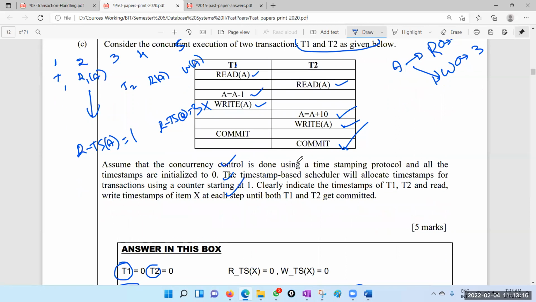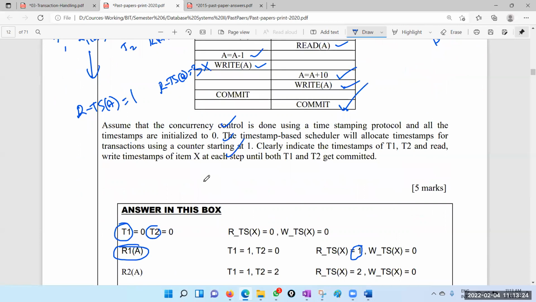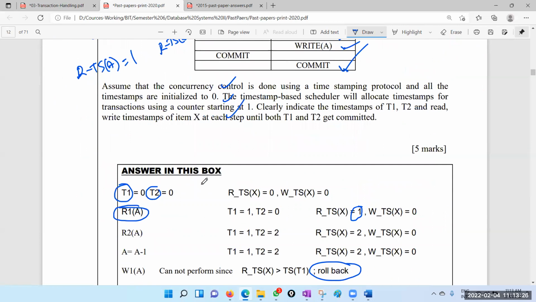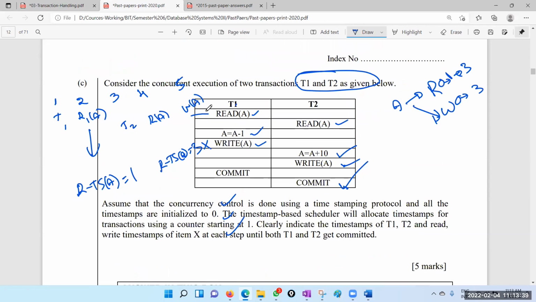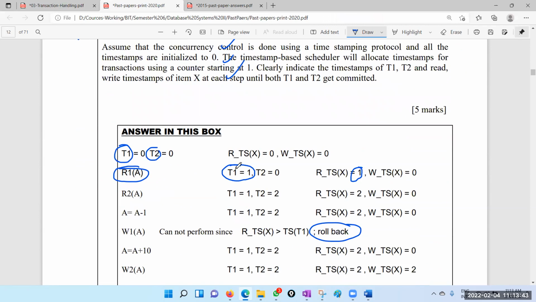Assume that the concurrency control is done using timestamp protocol and all the timestamps are initialized to 0. That is fine. The timestamp based scheduler. Maybe they have taken transaction 1's timestamp as 1, because that is the time where you do your first operation. I think that is fair.